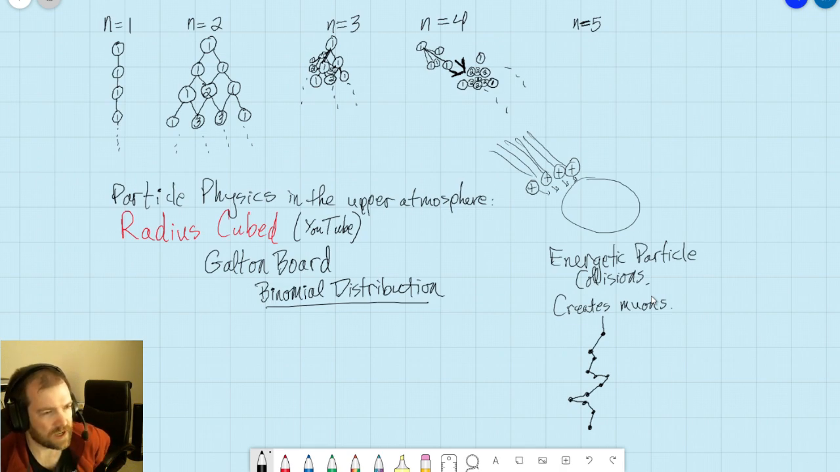So Radius Cubed was saying, okay, can we model this? What is this in mathematics? And I went, this sounds familiar. You look at the number of different paths that a muon can take before it reaches the same place. And lo and behold, if you look at it in 2D, it's a Pascal triangle. And I went, oh.